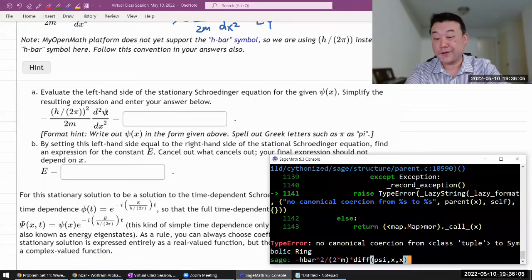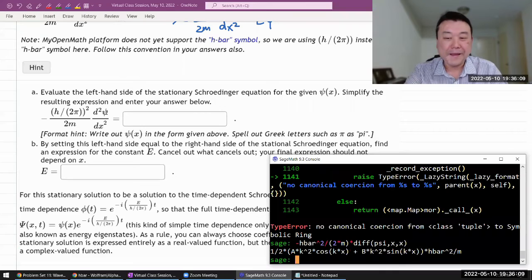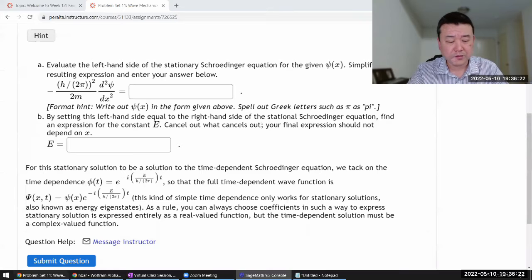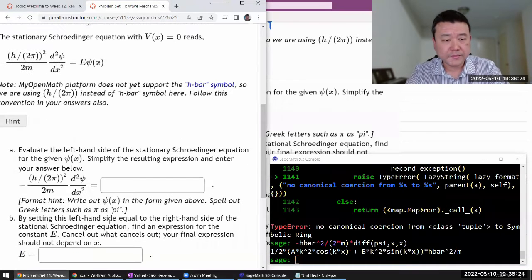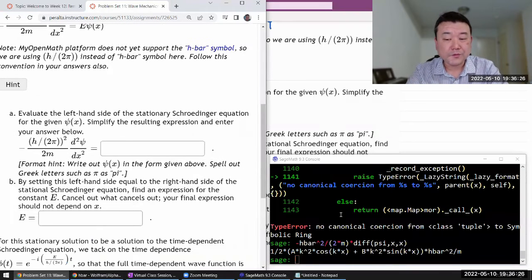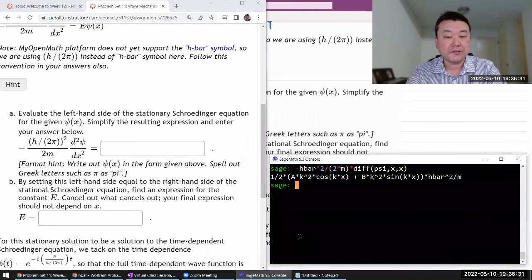I can also do it this way. Differentiate with respect to x, twice. Okay, so that's the result. And here in the format hint, it says write psi of x in the form given above. So we'll just spell it all out. Let me plug it into the system to just make sure I'm on the right path. Now, here's one thing that you can do. You can just plug this in as it appears.